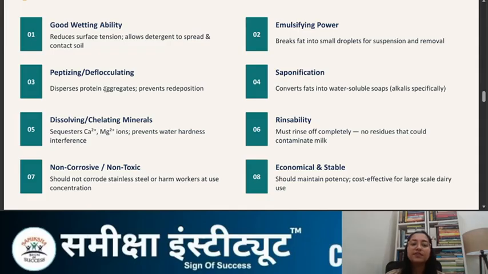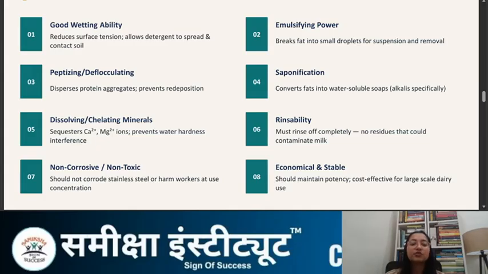It should disperse the protein aggregates and prevent redeposition. Then the fourth property is saponification. So it should also convert the fat into water soluble soaps. Alkali specifically should be able to convert it into water soluble soap. So it should have wetting property, emulsification, deflocculation as well as saponification powers. Alkali has good saponification power.